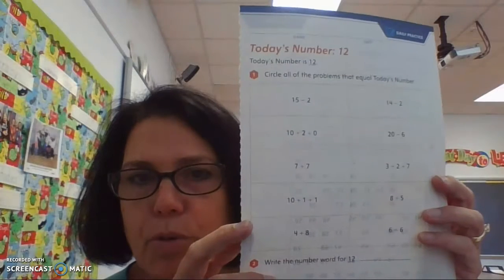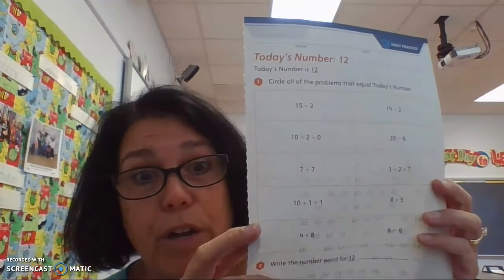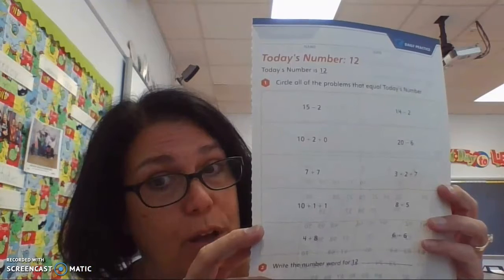Some of those equations are going to equal 12. Others of those equations are not going to equal 12. So what I'd like for you to do now is on your page, I want you to write an equal sign next to each equation. Alrighty.